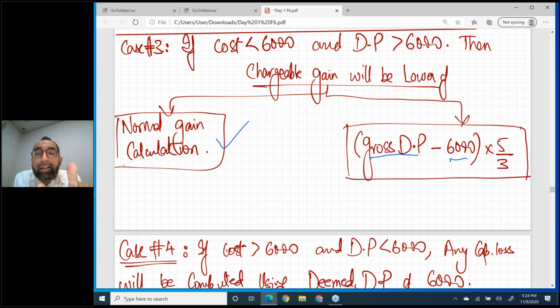I repeat. If cost is less than 6,000 and DP is greater than 6,000, then you must be alert. Then you have to do two workings. The first working is normal gain computation. And the second working is this formula: gross DP minus fixed 6,000 multiplied by 5/3. Now compare these two amounts. Whatever is the lower amount, that will be your chargeable gain.